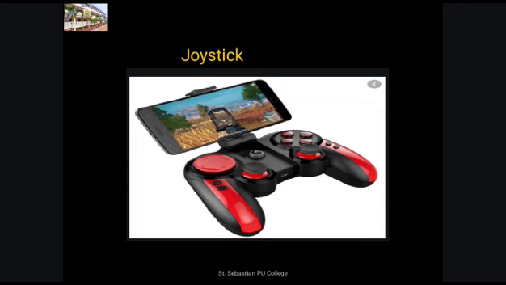Joystick. It is also a pointing device. These are used to control video games. Simulated programs usually have one or more push buttons whose state can also be read by the computer. Joysticks are also used for controlling machines such as cranes, trucks, underwater vehicles.